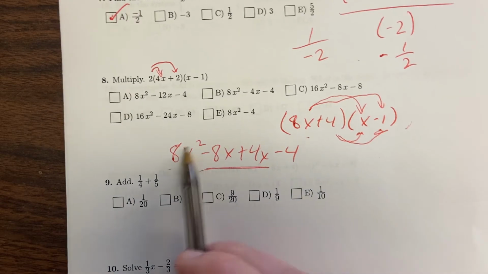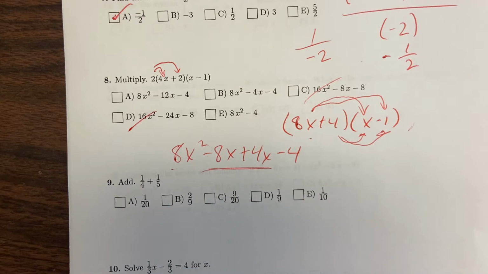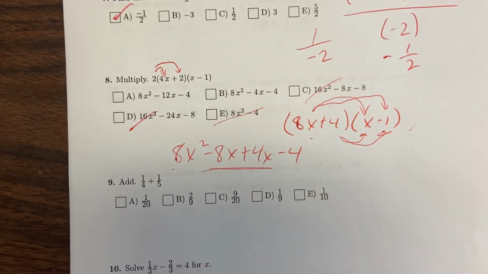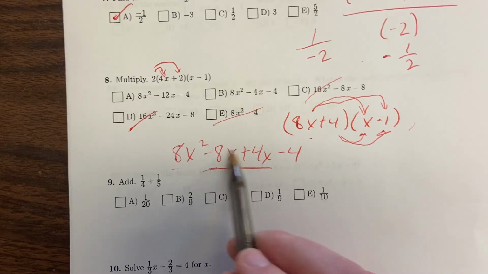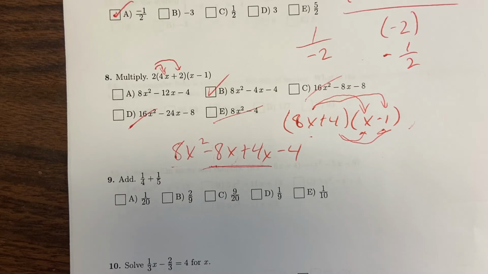So we have an 8x squared at the top. That one doesn't have that, and that one doesn't have that. This doesn't even have a middle term. So now we're looking for which one of the 2 remaining things has a -4x in the middle. Boom, we can see B takes care of that.